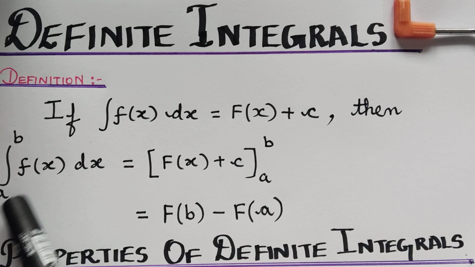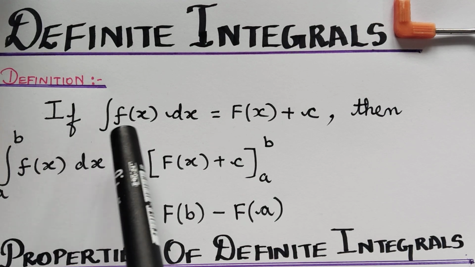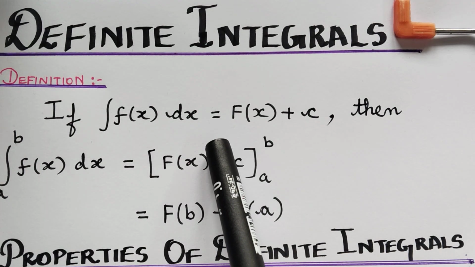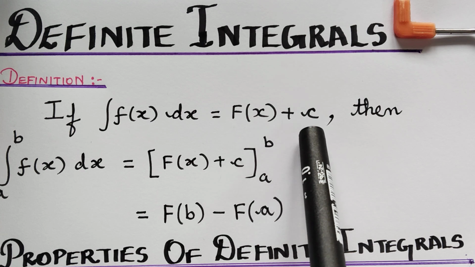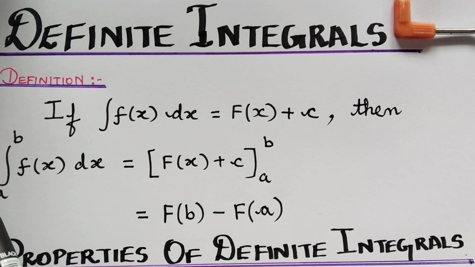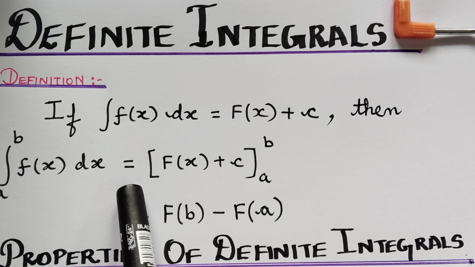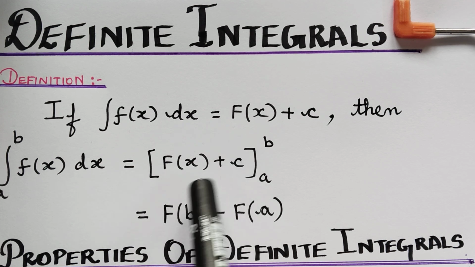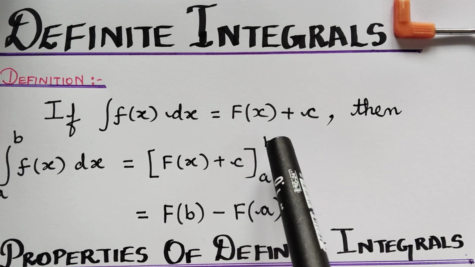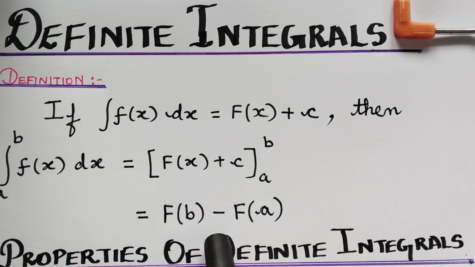Now the definition goes like this. If integral f of x dx is equal to capital F of x plus c, then integral over a to b f of x dx is equal to F of x plus c between the limits a and b. So on substituting the upper limit minus the lower limit, we get F of b minus F of a.